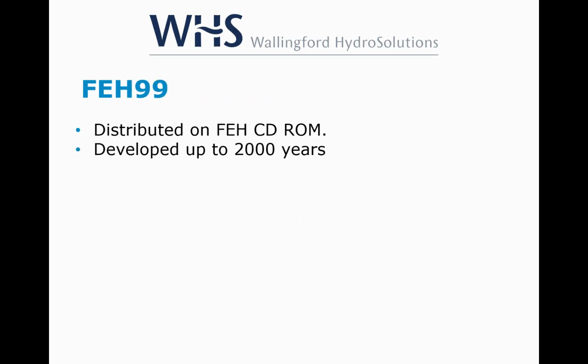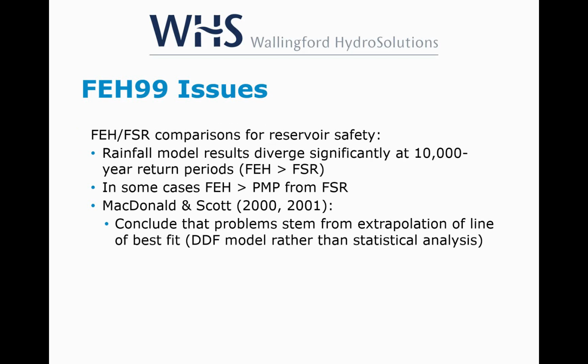So the FEH99 model was distributed on the FEH CD-ROM, and it was developed up to a period of 2,000 years. A number of issues were found with the FEH99, especially as the return periods become larger. So there's significant divergences at 10,000-plus year return periods where the FEH is significantly above FSR, and in some cases the FEH values were even greater than the probable maximum precipitation from FSR. MacDonald and Scott, however, concluded that the problem probably stemmed from the extrapolation of the line of best fit rather than the statistical analysis itself.